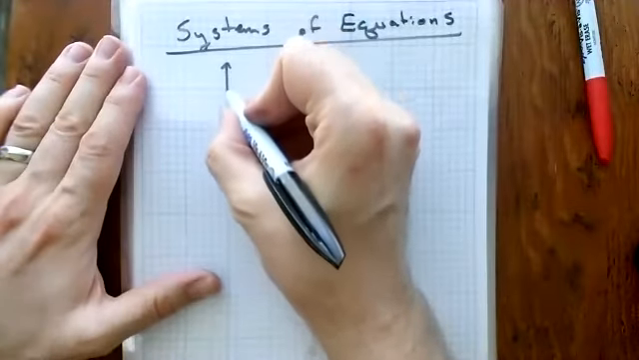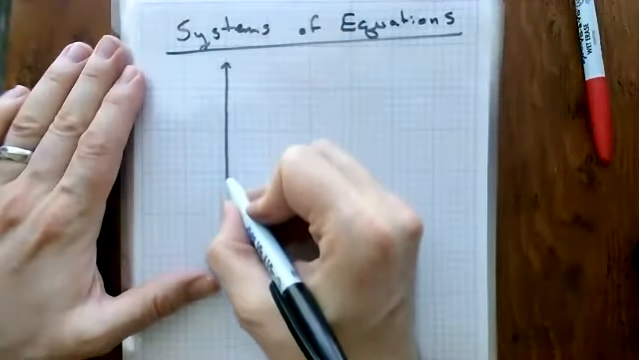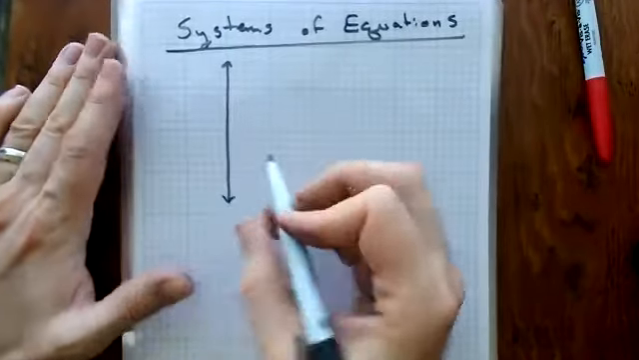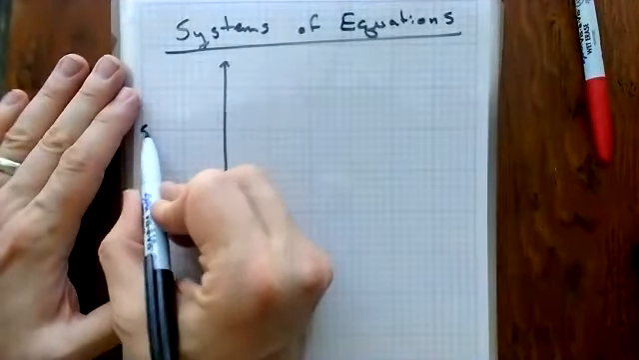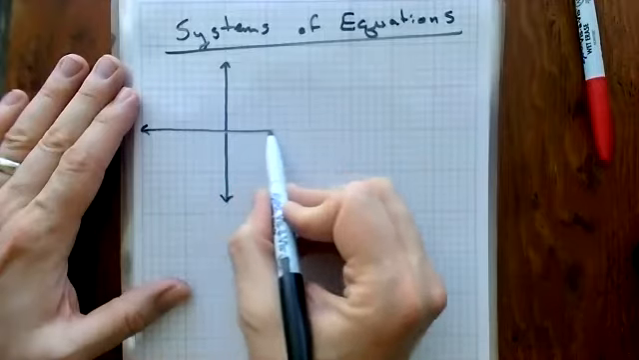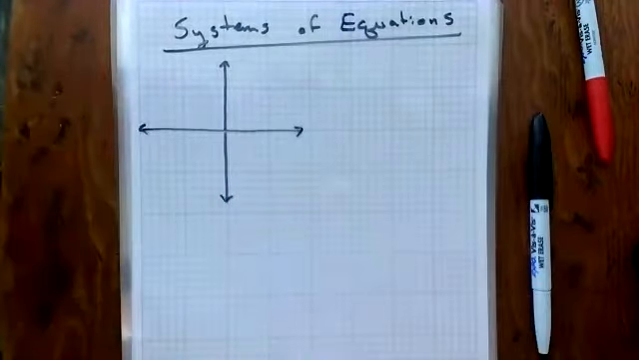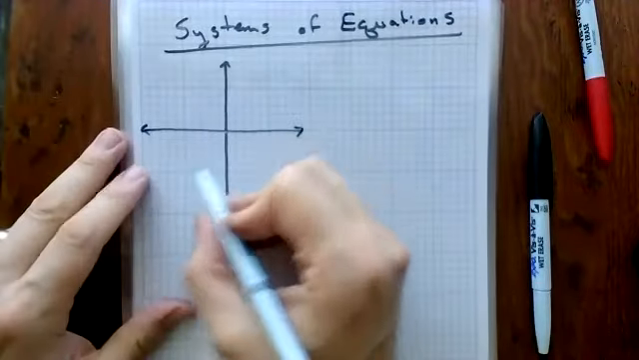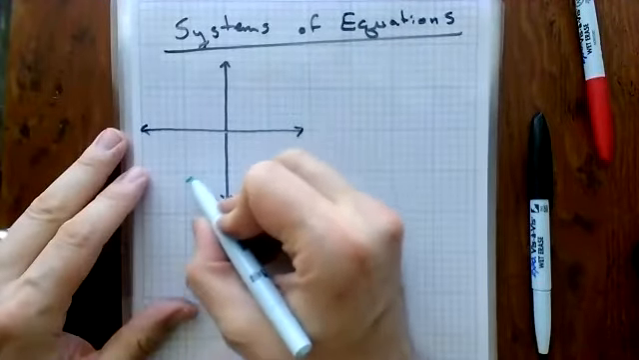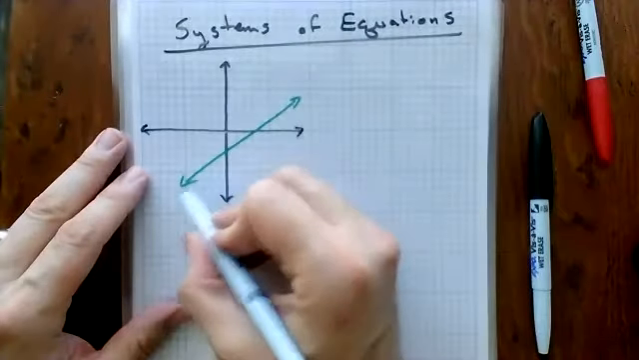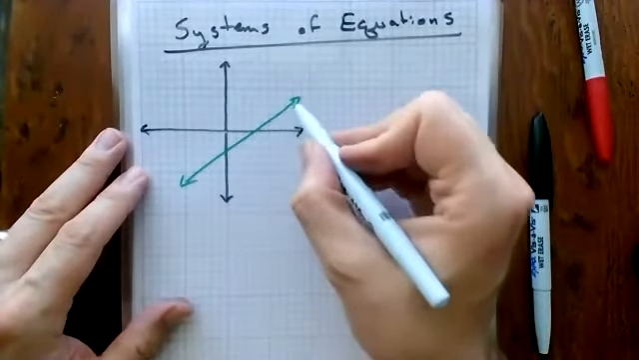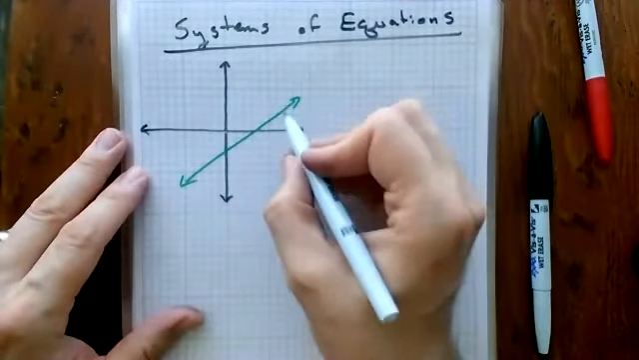One of those things is that when we're looking at a line, every single point on any line, every single point on this line is a solution to whatever equation this is.